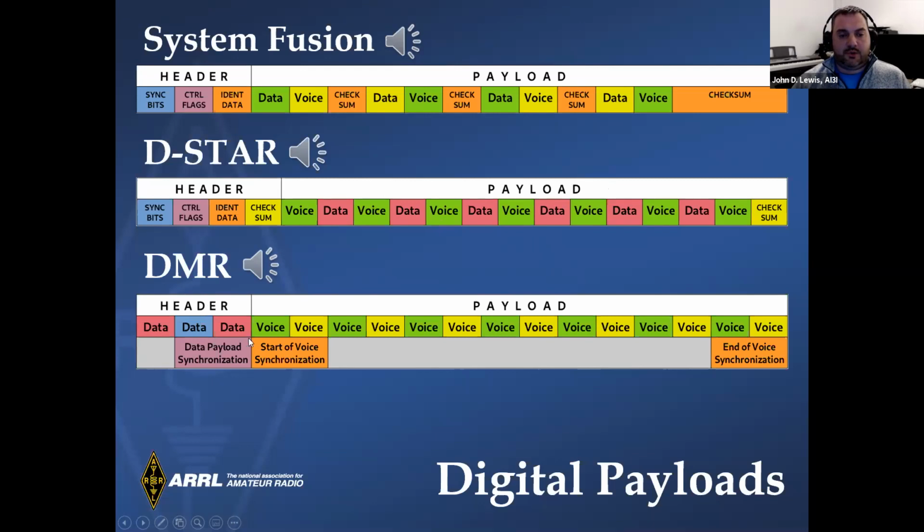DMR is a lot more fun because it's time multiplexed here. DMR more or less does similar things that Fusion and D-Star do, but it has a data synchronization at the start, which is more or less where your text messages and things would go, and then it sends your voice payload. Now, why is this important?